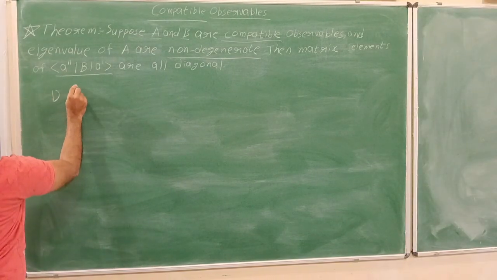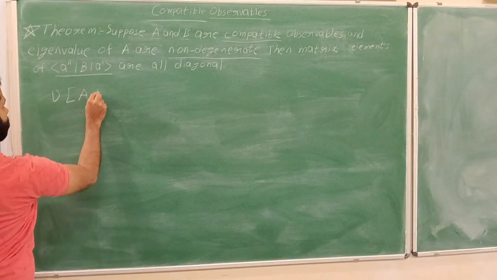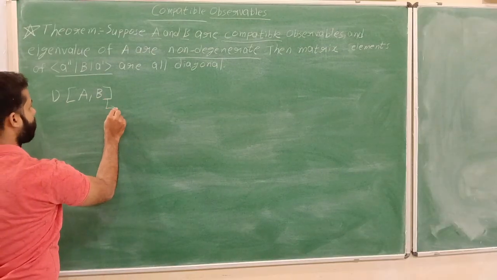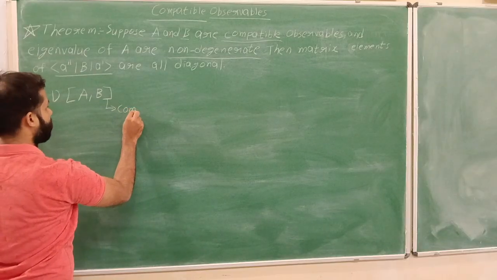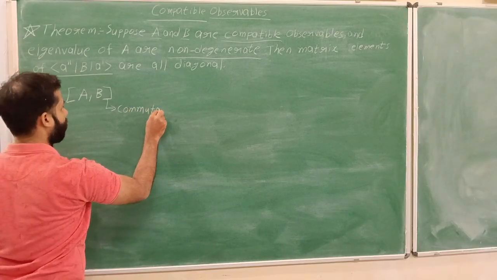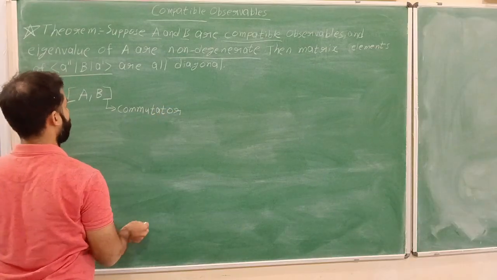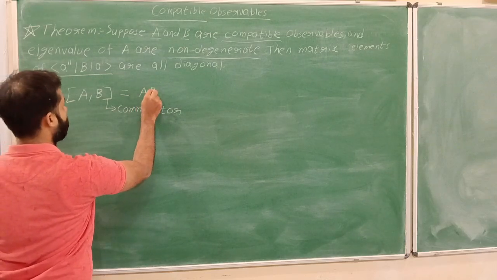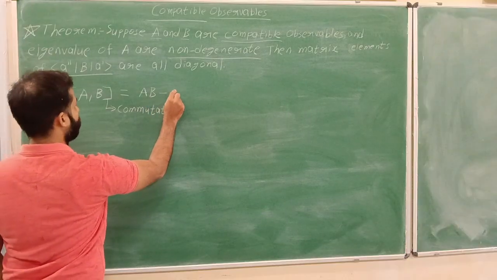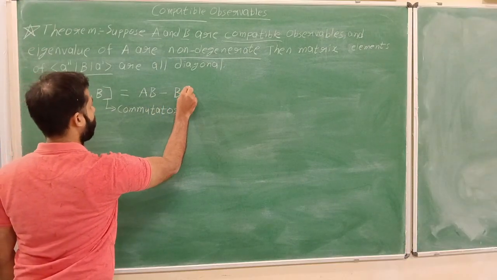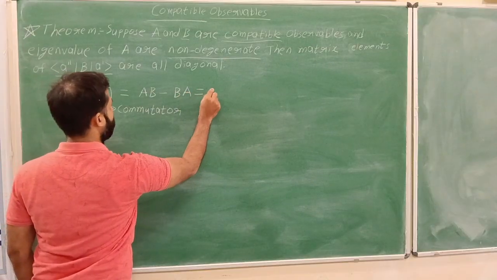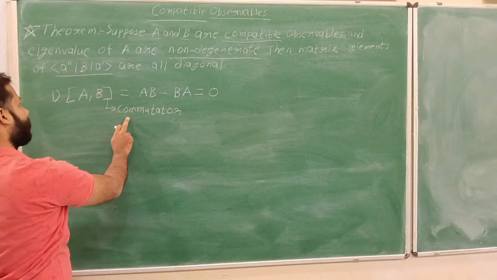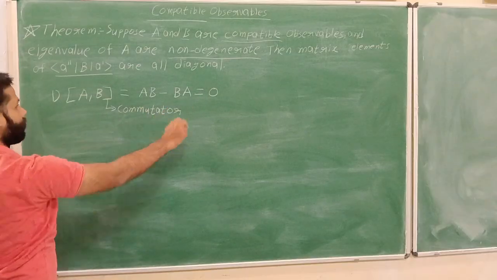So that is, these brackets are called commutators. And what happens in that? Multiply this first A with B, do the minus, which is 0. So for compatible observables, the commutator of A and B is 0.